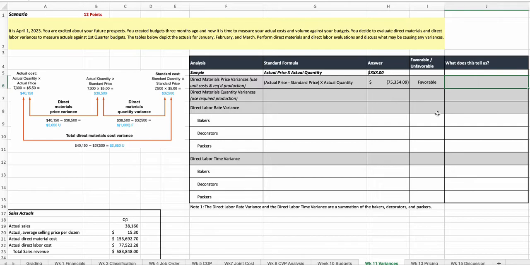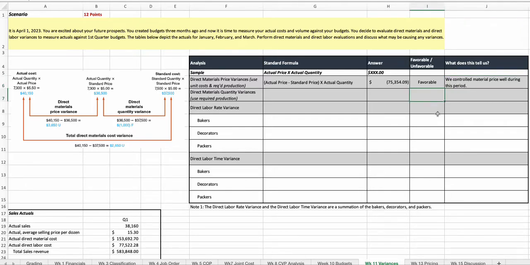And now what does this tell us? What does this variance tell us? Because remember, we're not doing these variance analyses just to do some analyses. These analyses should tell us something about how efficient we are, how effective we are. And so what this is really telling us is that we have controlled our materials price quite well. So we controlled material price well. Ooh, spell right. During this period.